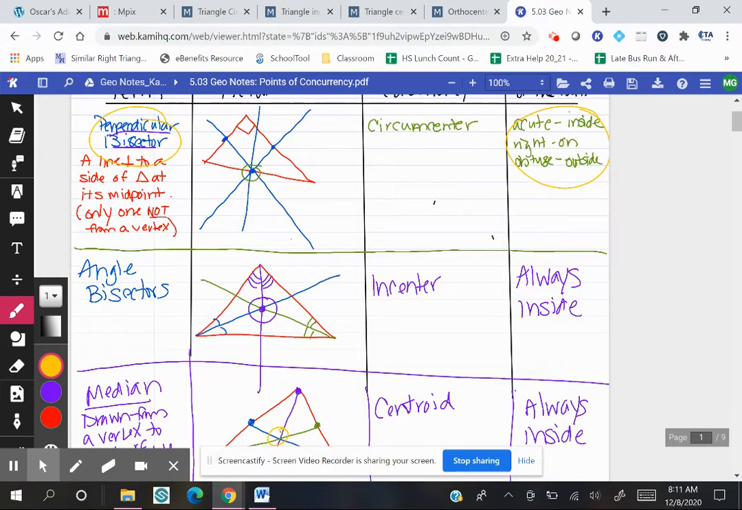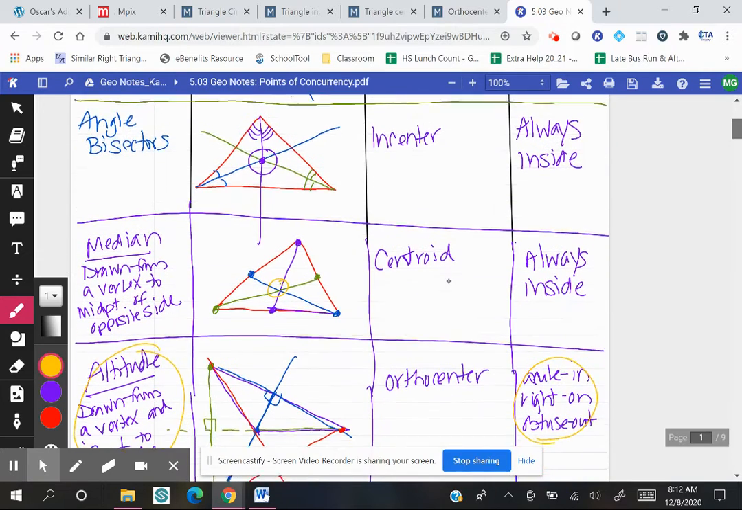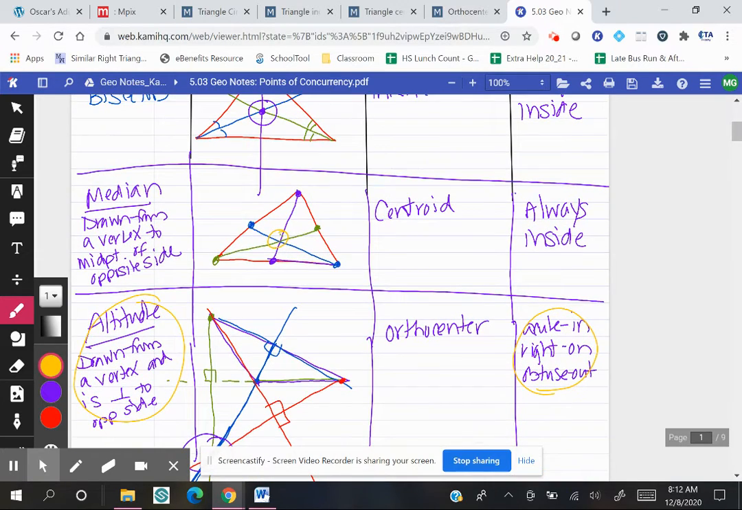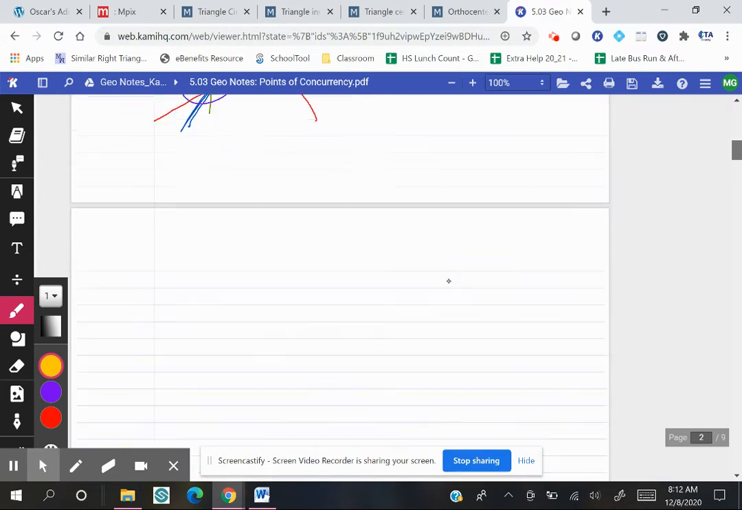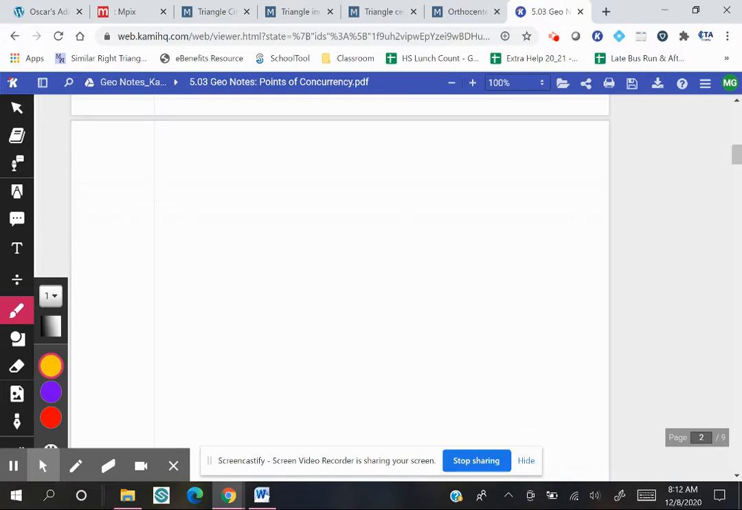For angle bisectors, that point is equidistant from the three sides, but the name you need to memorize is the incenter. Think it's always inside, incenter. Medians, meteorite, centroid, centroid. They just go together. And altitude is your orthocenter. Okay. All right. So those are ones that you guys need to really, really study.